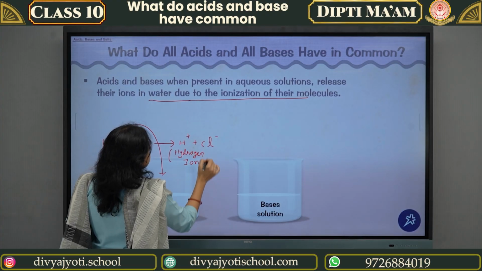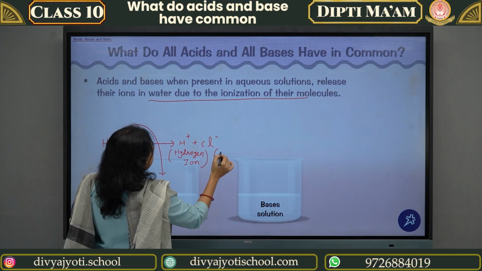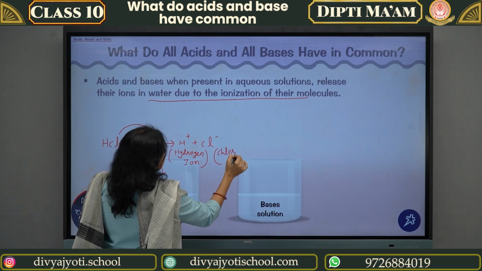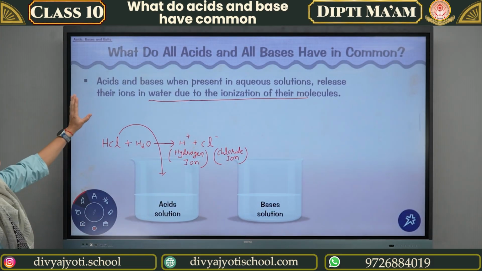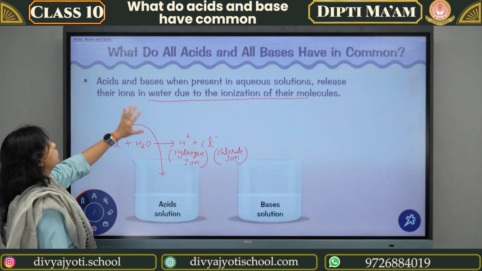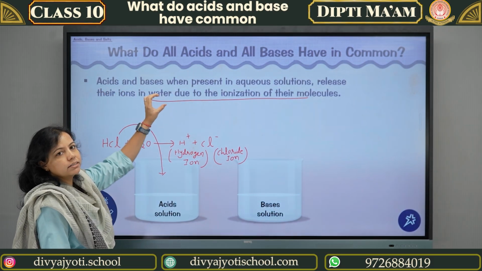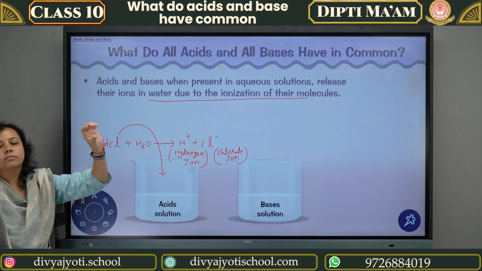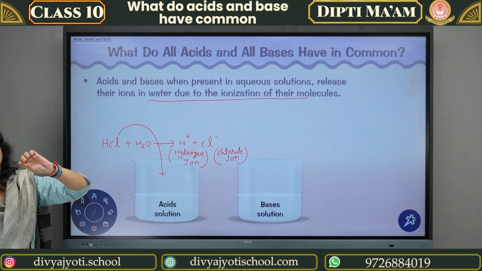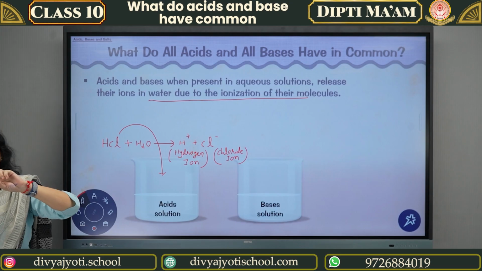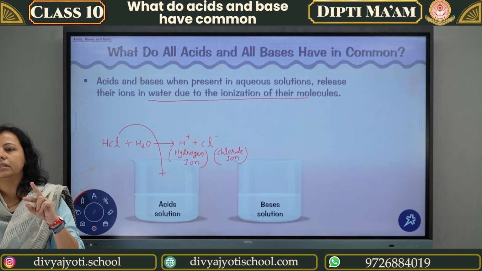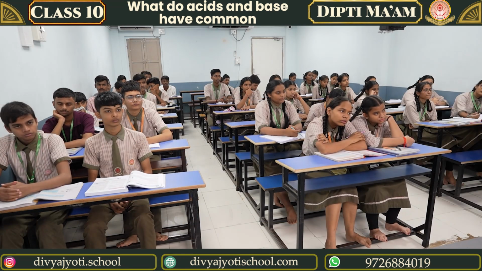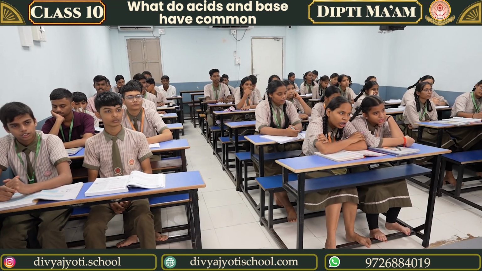What is the name of this Cl minus ion? That is the chloride ion. So basically, acid and base, when present in aqueous solution, release their ions. What is the meaning of ion? There are two types of ion: one is the cation and another is the anion. A cation has a positive charge, an anion has a negative charge.